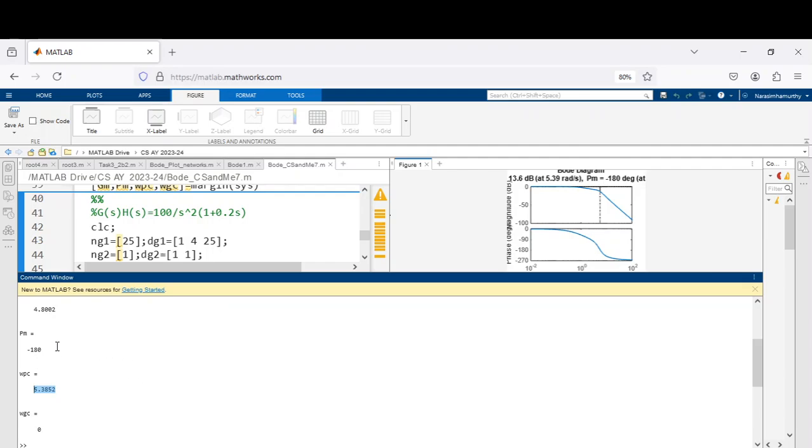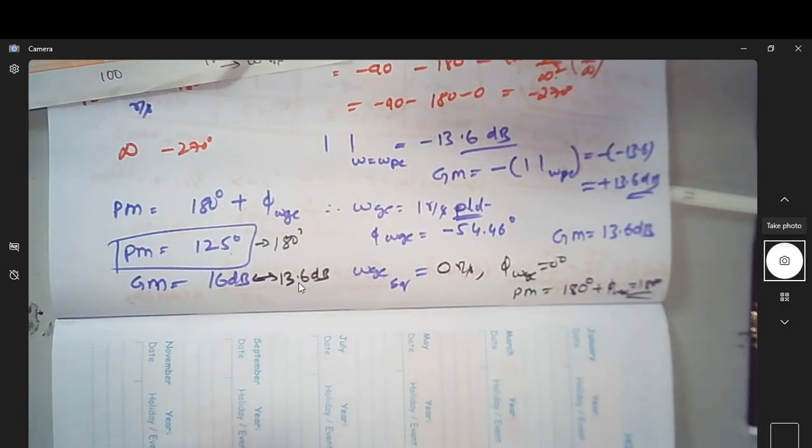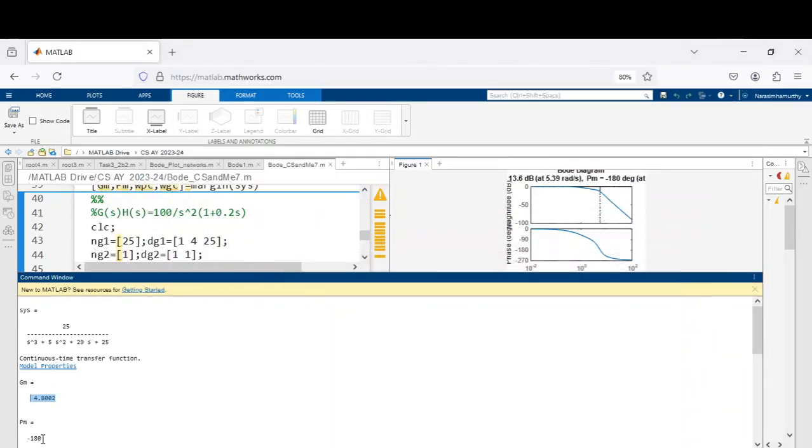And you can see what is the gain margin. Gain margin is 4.8. So what is 4.8 in dBs? You can see it is 13.6. Can you see we got it as 13.6 only? This 13.6 is your gain margin, and of course the phase margin is 180 degree. I don't know why it is coming as minus 180 degree.